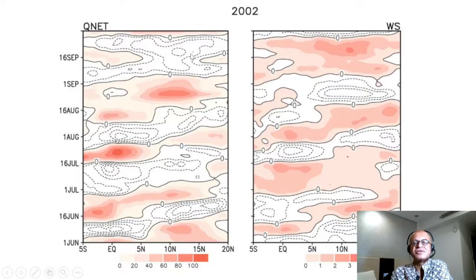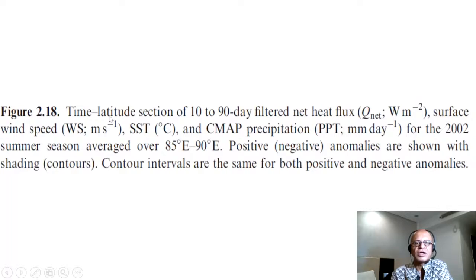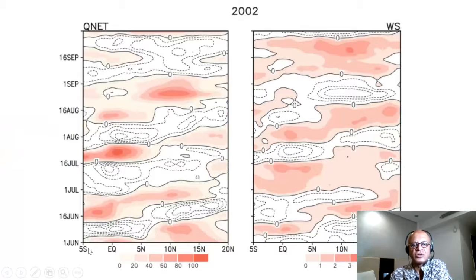And the point made here is that the stronger wind speeds at intraseasonal time scale correspond to heat loss from the ocean. So we are looking at a time-latitude section of 10 to 90 day filtered net heat flux, surface wind speed, sea surface temperatures, and CMAP precipitation for the 2002 summer season, averaged over this longitude band over the Bay of Bengal. You can see it's showing northward propagation and a relation between wind speed and heat loss or heat gain from the ocean.